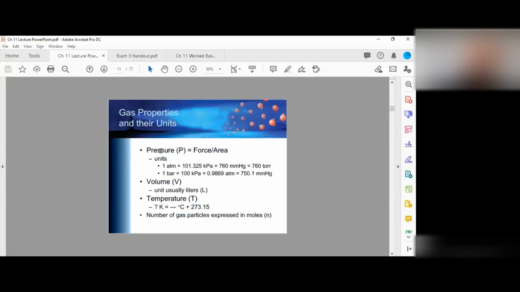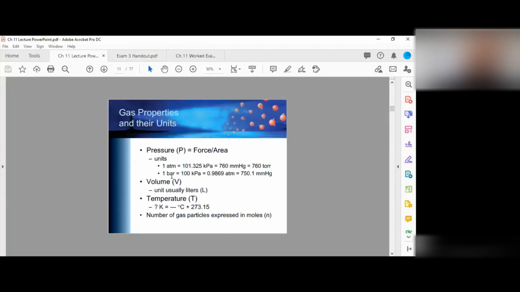There are several units accepted, and all these conversion factors are going to be given to you in the exam handout. So you have 1 atmosphere equals 101.325 kilopascal, which equals 760 millimeter mercury, which equals 760 torr. That's basically what all are equivalent amounts. So these are conversion factors. They can go from atmosphere to kilopascal, or kilopascal to millimeter mercury, or millimeter mercury to torr, or torr to atmosphere. All these are basically accepted units.